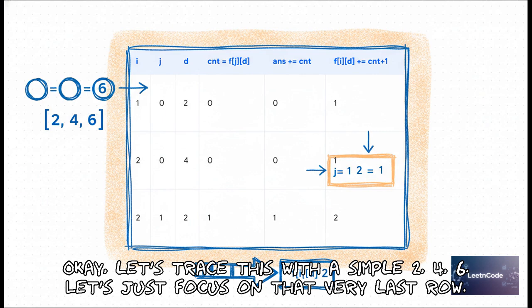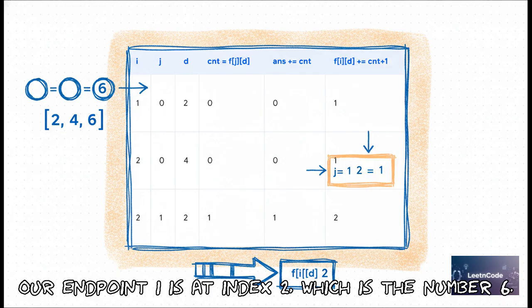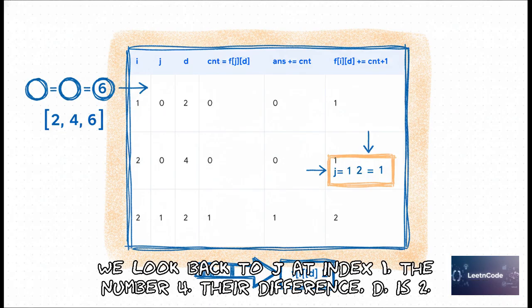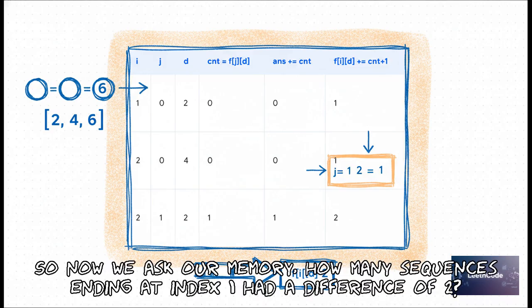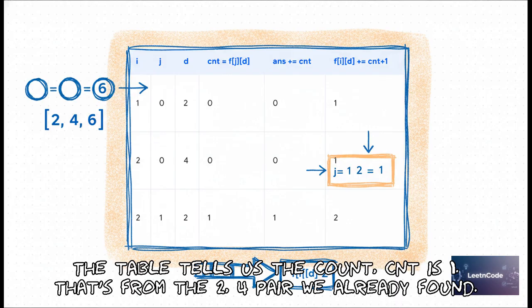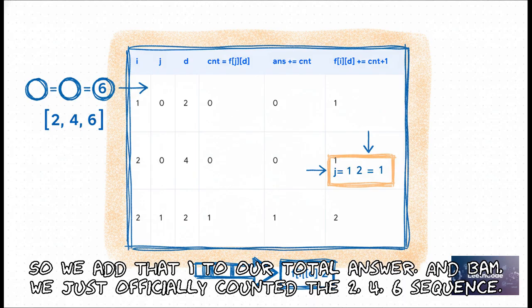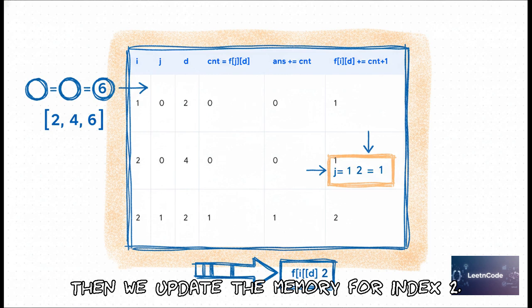Okay, let's trace this with a simple 2, 4, 6. Let's just focus on that very last row. Our endpoint i is at index 2, which is the number 6. We look back to j at index 1, the number 4. Their difference, d, is 2. So now we ask our memory, how many sequences ending at index 1 had a difference of 2? The table tells us the count, CNT, is 1. That's from the 2, 4 pair we already found. So we add that 1 to our total answer. And bam, we just officially counted the 2, 4, 6 sequence. Then we update the memory for index 2.